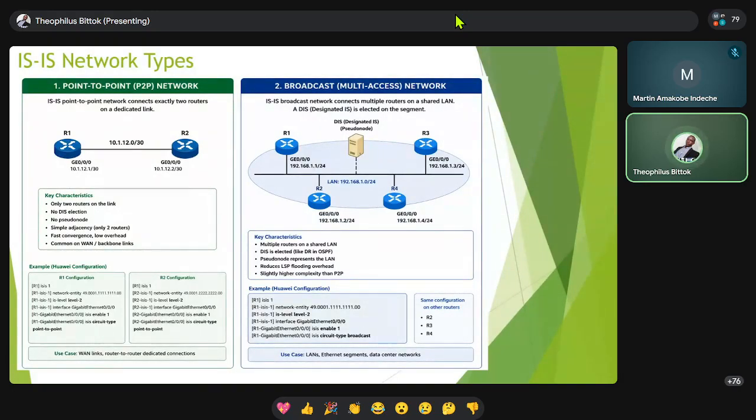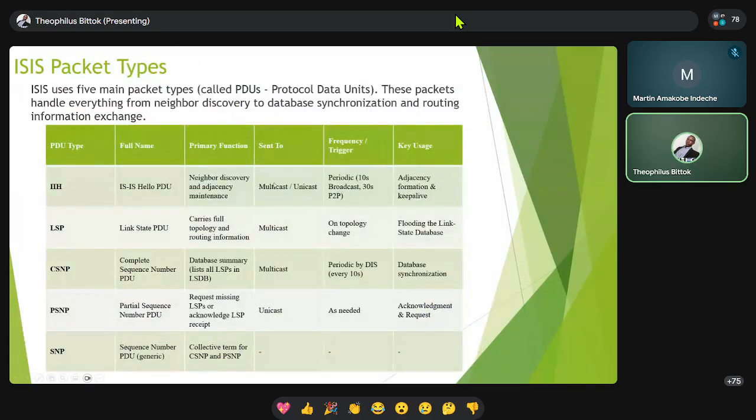So on this hello packet that is sent between the routers, they are going to compare: is this address within my network? If yes, then you can proceed to form the adjacency.